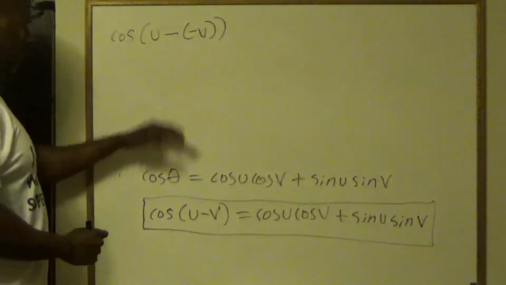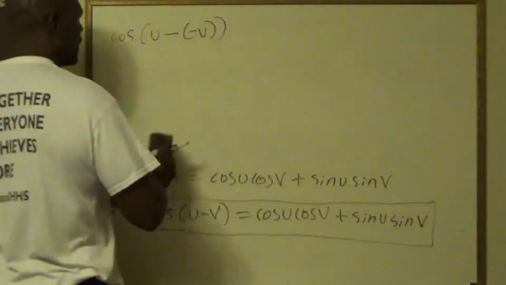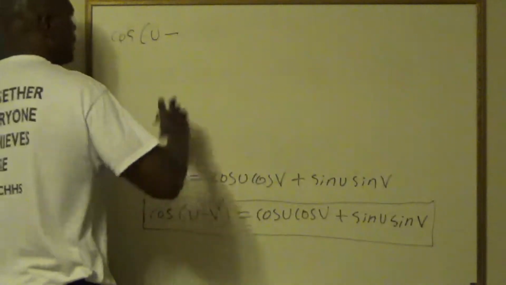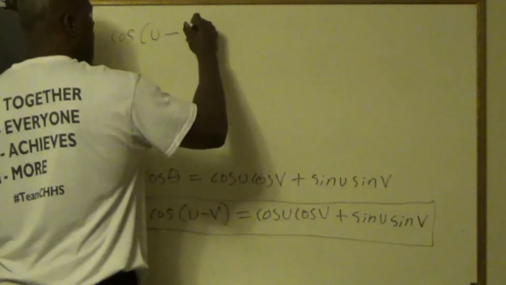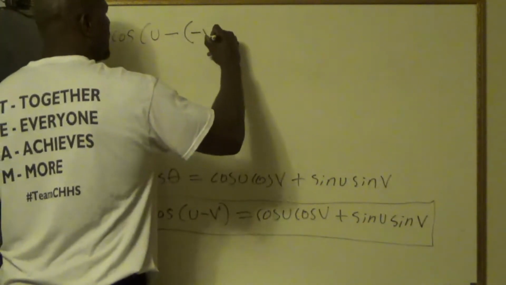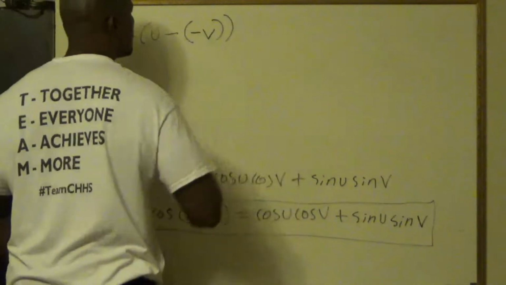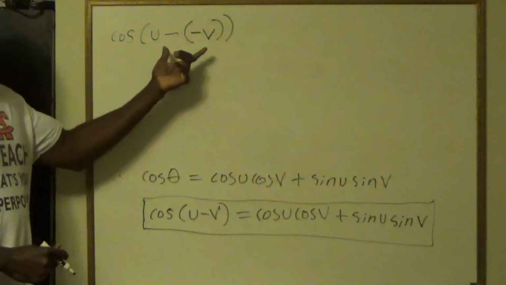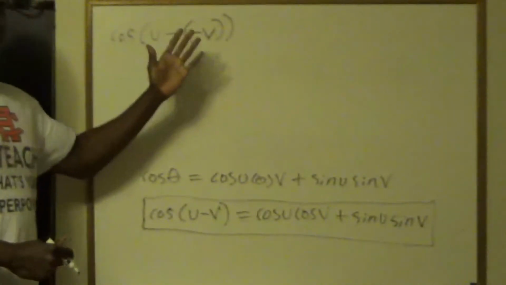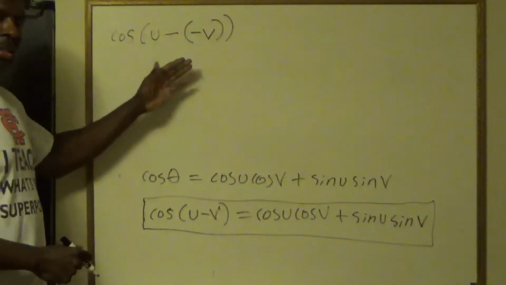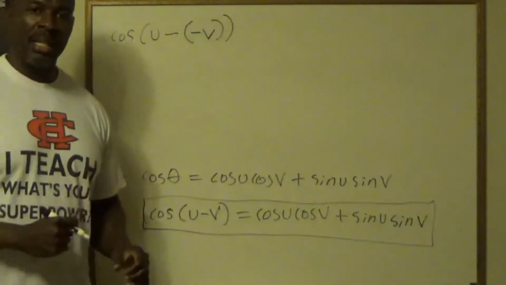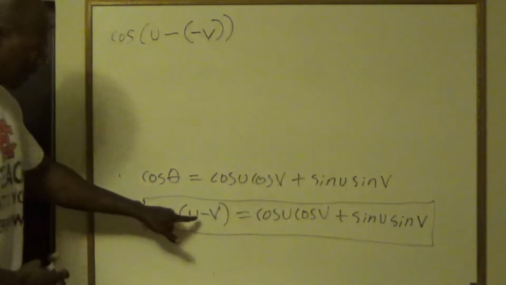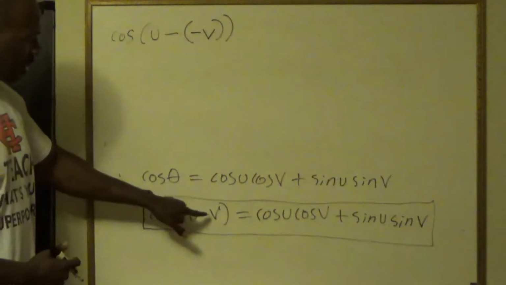So you understand cosine, and again, I start getting lazy with the distinctiveness of my u's and my v's, so I'm going to proceed to write that again. Cosine of u minus negative v. Of course, this is the same thing as cosine of u plus v, because u minus negative v is the same thing as u plus v. Why am I writing it as u minus negative v? Because I have a formula for the difference of two angles. So I'm going to apply that formula here.